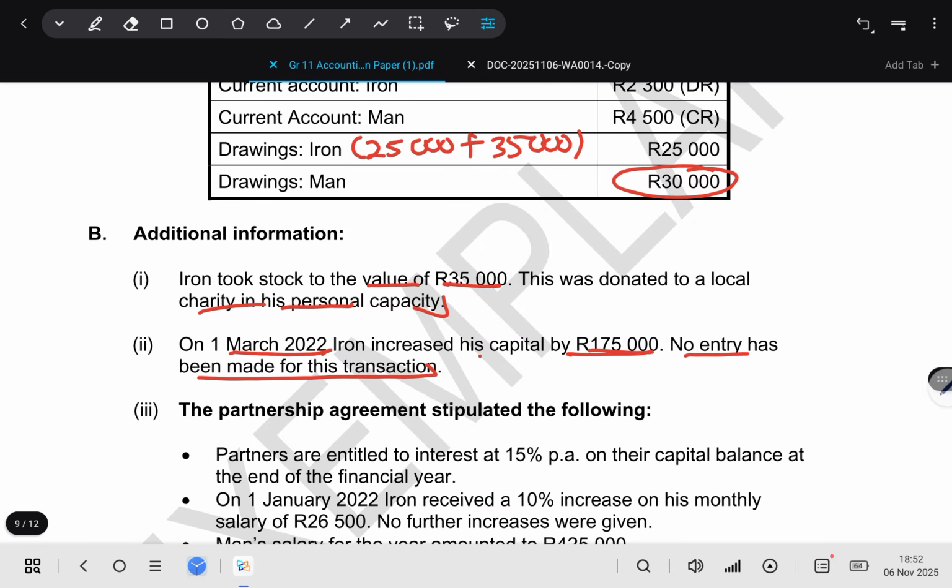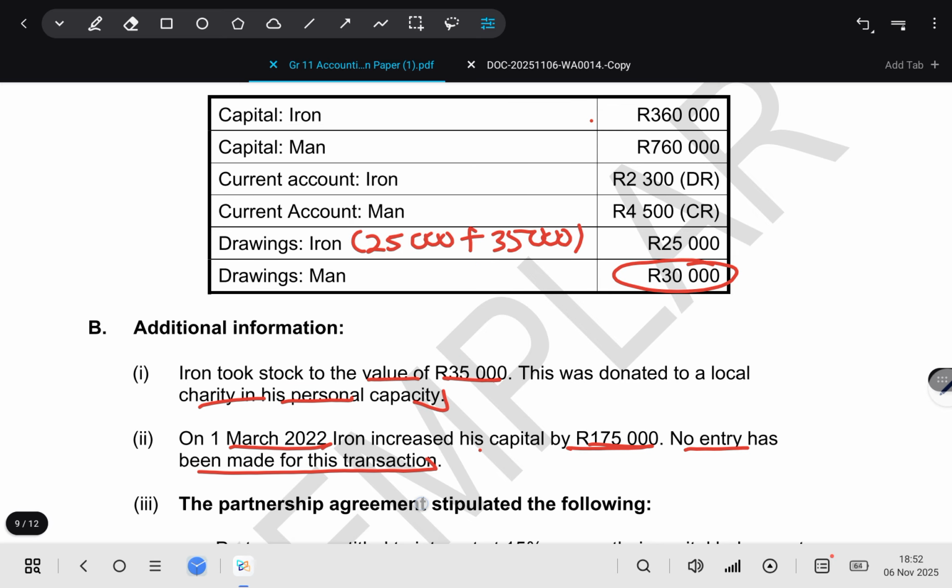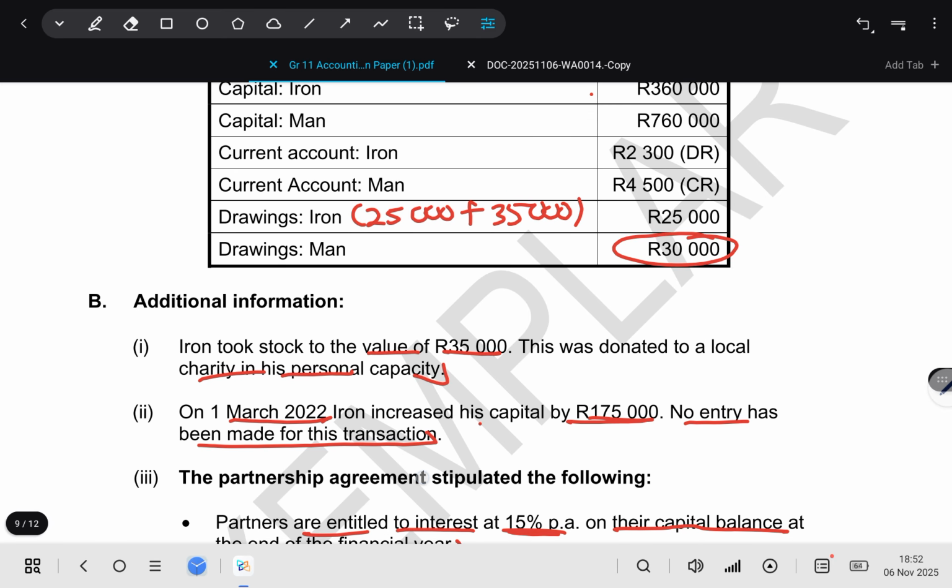So let's hear what they're saying about interest. They're saying that partners are entitled to interest of 15% per annum on their capital balances at the end of the financial year. So they will earn interest based on what they have at the end of the year. So now remember, for Ion, when we started the year, his capital was 360,000. So his total capital at the end of the year, we will say 360,000 plus 175,000. Let's see how much we get.